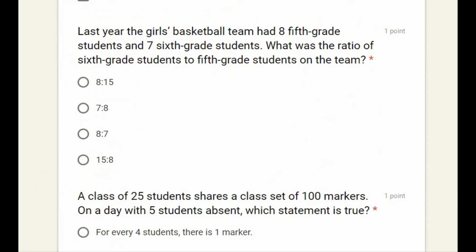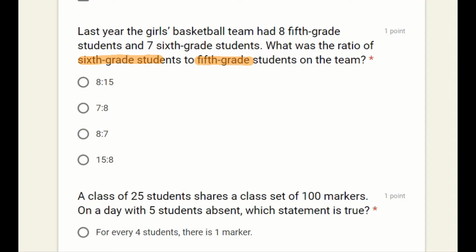Last year, the girls' basketball team had 8 fifth grade students and 7 sixth grade students. What was the ratio of 6th grade students to 5th grade students on the team? For this question, we need to actually write a ratio. And remember, order matters with ratios. So we're going to write the ratio of 6th grade students to 5th grade students on the team.